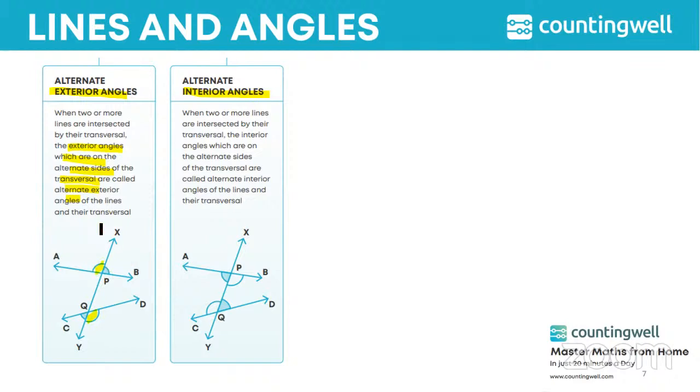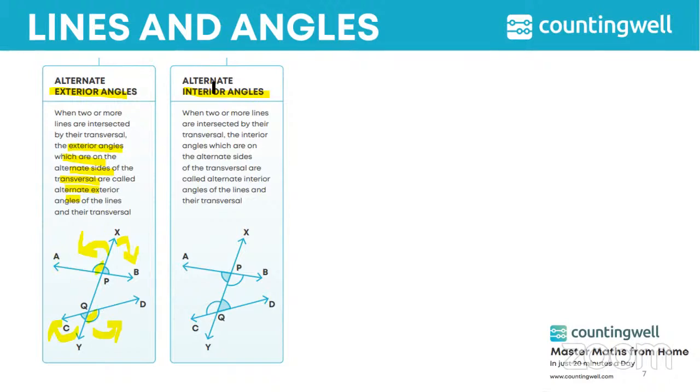So these are lying on the alternate sides of the transversal, correct? You can see angle XPB is on the right side of the transversal, whereas angle CQY is on the left side of the transversal. Same for angle XPB, it is on the left side, whereas angle YQD is on the right side of the transversal. So there are two pairs of alternate exterior angles for a transversal intersecting two lines.